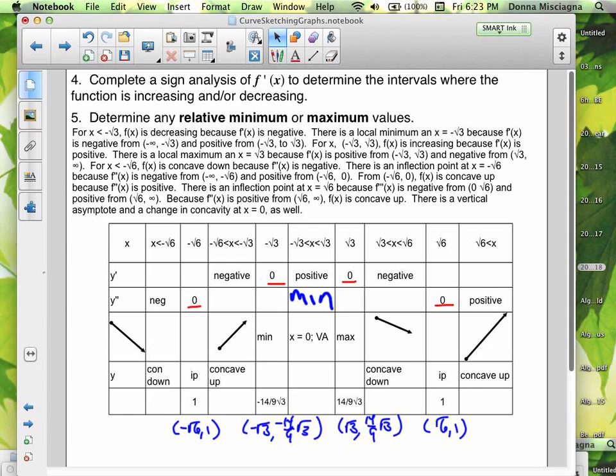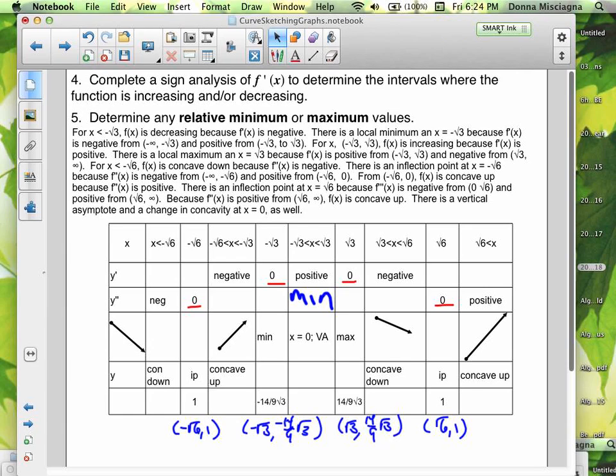So let's take a look at this particular function. Let's read through our justification, and then we'll look at the function very quickly, which is in your notes. So for x less than negative square root of 3, our function is decreasing because our first derivative is negative. There's a local minimum at x equals negative square root of 3 because the first derivative is negative from negative infinity to negative square root of 3, and positive from negative square root of 3 to square root of 3.